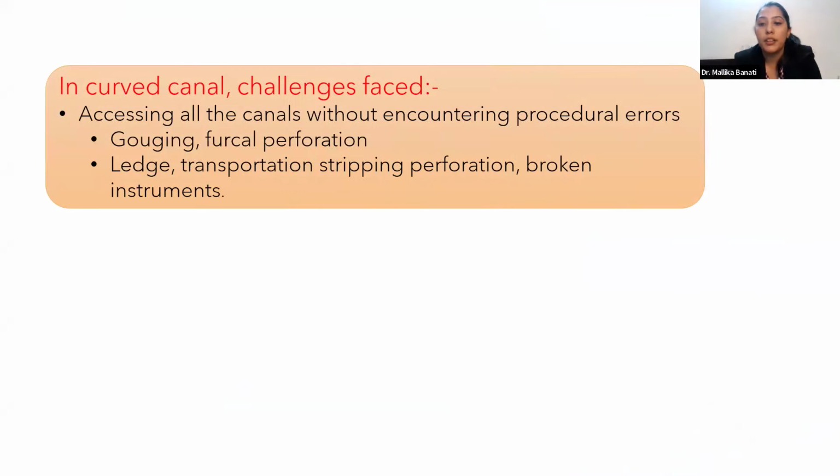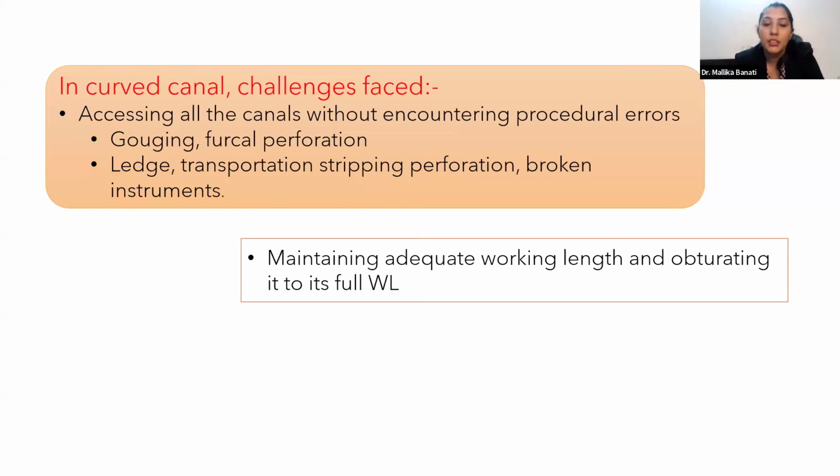In curved canals, now what are the challenges which are faced? Accessing the canals without encountering procedural errors. These are the procedural errors that we face: gouging, furcal perforation, ledge, transportation, strip perforation, broken instruments. I think we all have broken an instrument in a curved canal. So now what do you have to do to not do that?